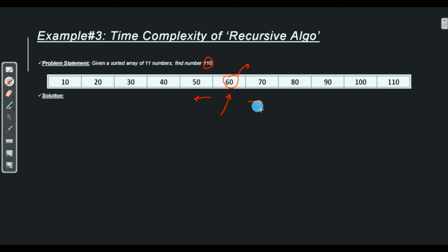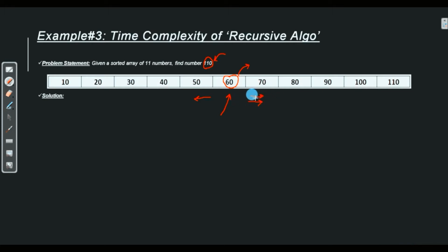Now why do we do that? Because any number which is more than 60 will always be on right side, because this array is a sorted one. Similarly, any value less than 60 will always be on the left side of this array, because again this array is a sorted one. Now in our example we are looking for 110, which is more than 60. So of course it will be on right side of this array. So we move towards right.